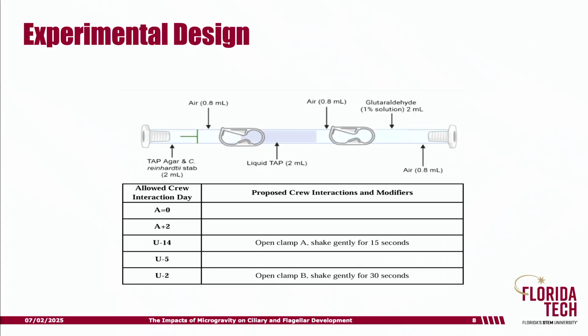In our experimental design, we will have TAP agar that has a live culture of the Chlamydomonas. We have regular liquid TAP, which is the simple tris acetate phosphate I was talking about earlier. The clamp will be opened at U-14, shaken gently, and the glutaraldehyde acts as a preservative and also kills the algae to ensure that the effects of Earth's gravity don't have any effect on the ending result.